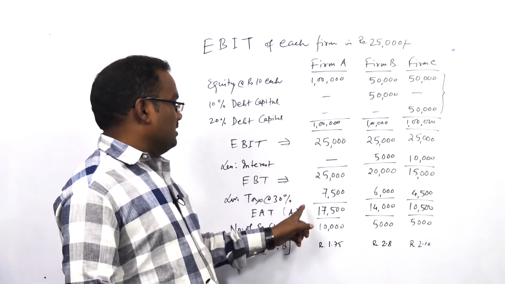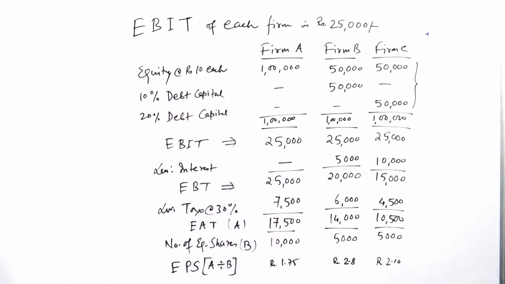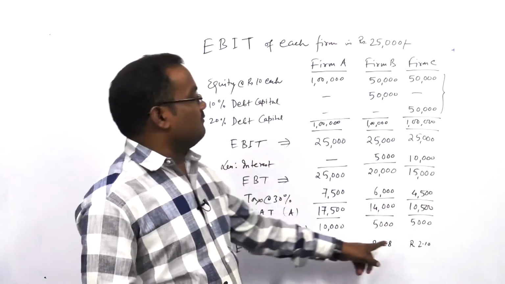So earning per share is the earning after tax divided by the number of equity shares. We can see that in case of Form A, earning per share is rupees 1.75, that means 17,500 divided by 10,000. In case of Form B, the earning per share is rupees 2.80, that means 14,000 divided by 5,000 equity shares. And in case of Form C, the earning after tax divided by 5,000 equity shares is rupees 2.10. So from this example, we can see that the earning per share of Form B is higher than the earning per share of Form A and Form C.